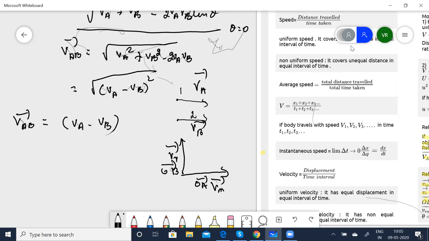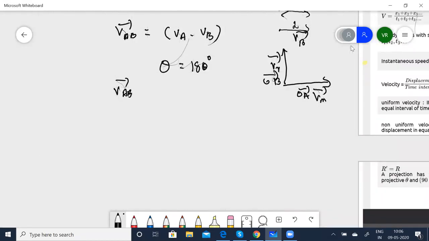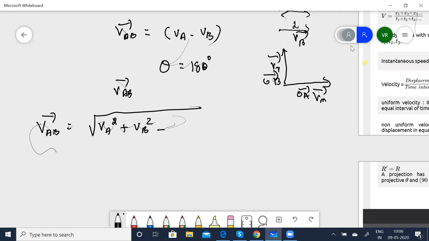Suppose the angle theta is now going to be 180 degrees, how do you write this? So VAB vector becomes, let me write it here, VAB vector is equal to root over VA squared plus VB squared minus 2 VA VB cos of 180 degrees. But cos of 180 degrees, you all know it is minus 1.